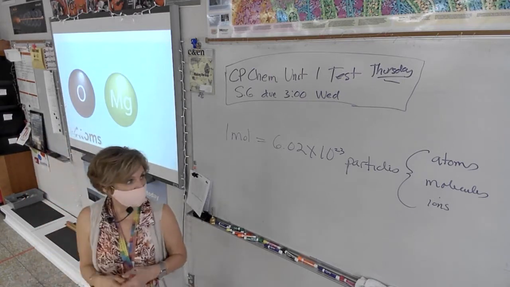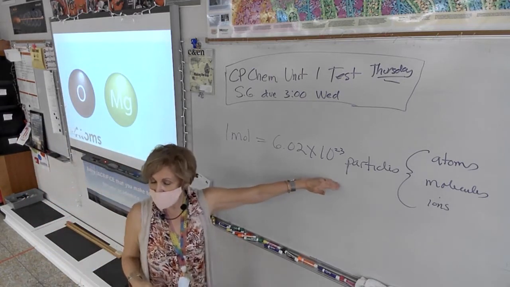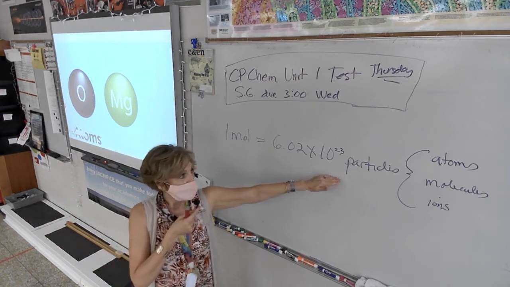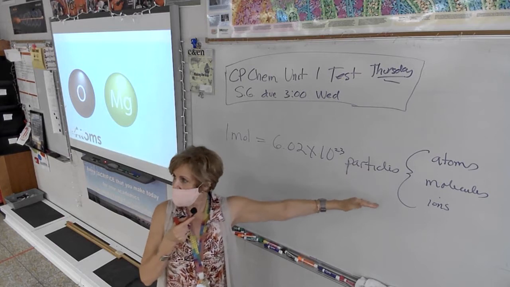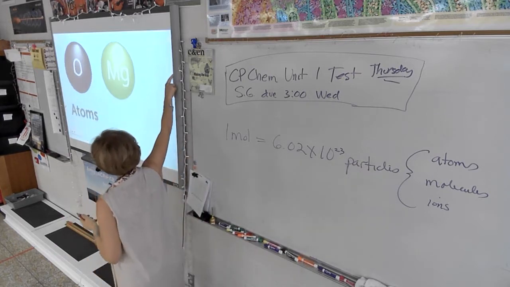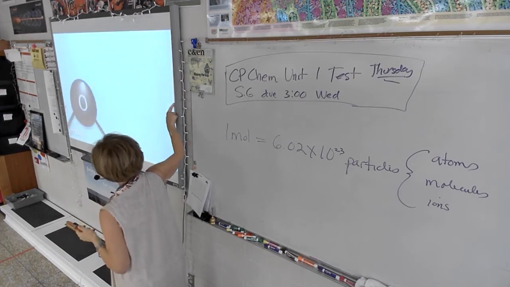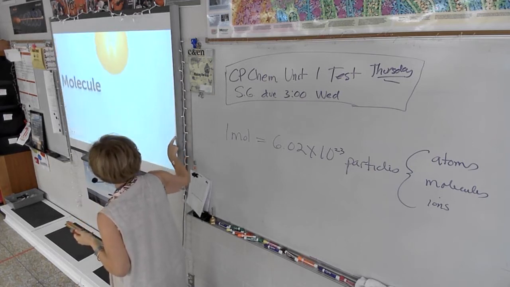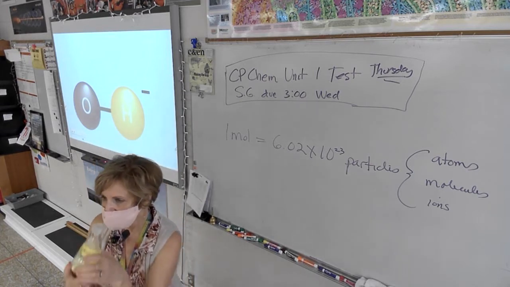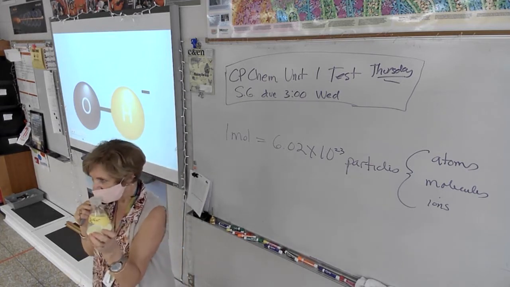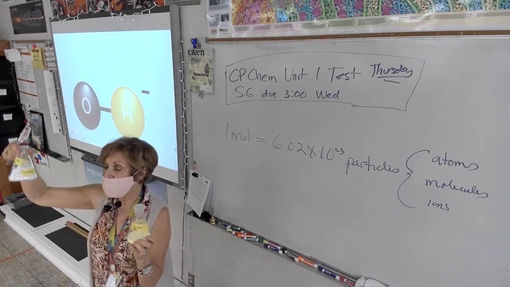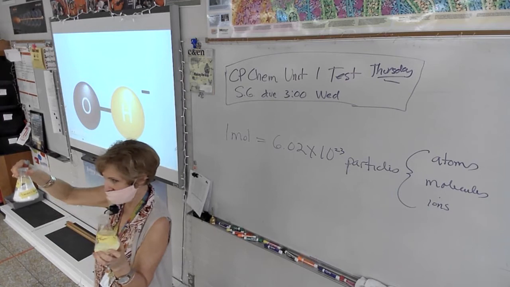So in chemistry, the particles that we are measuring, we're usually counting atoms, molecules, and ions. So we're counting atoms, we're counting molecules, or we're counting ions. Okay? This is a mole of sulfur atoms. This is a mole of sugar molecules.